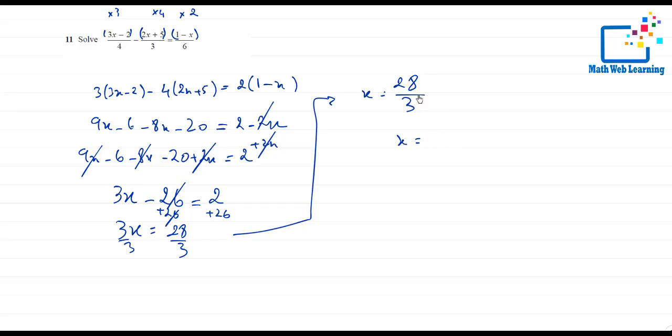Therefore x equals 9 and a third. 9 times 3 is 27, and the other one is 28. So that's the answer. I would leave it like this or leave it like this. All right, so that is the answer to part 11. Nice and easy. Next question is question 12.